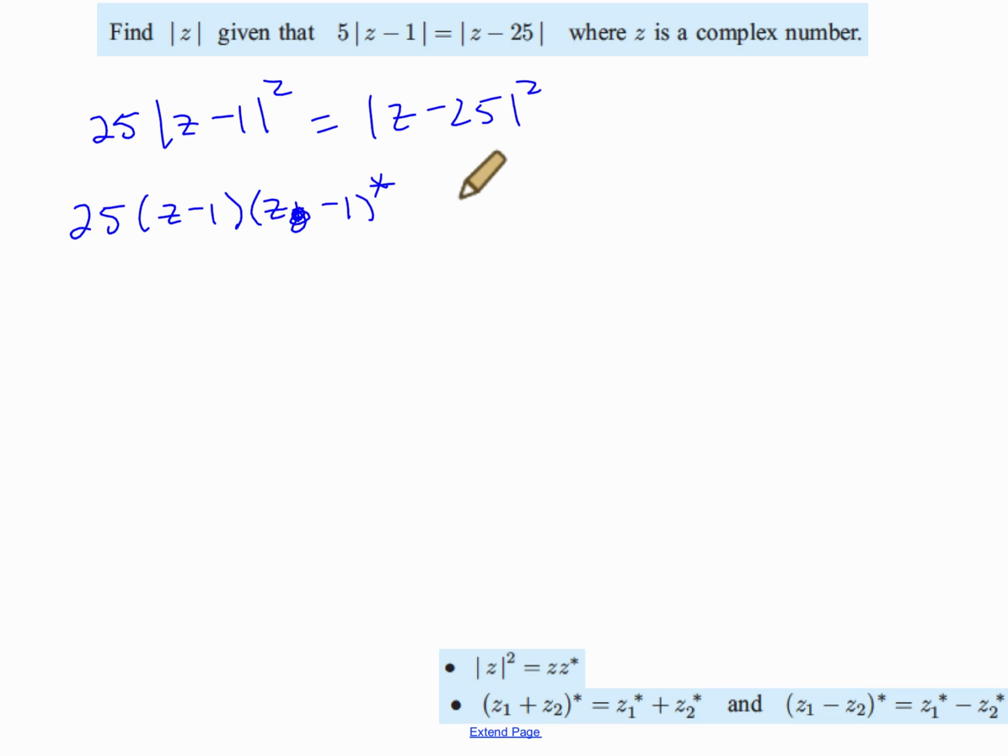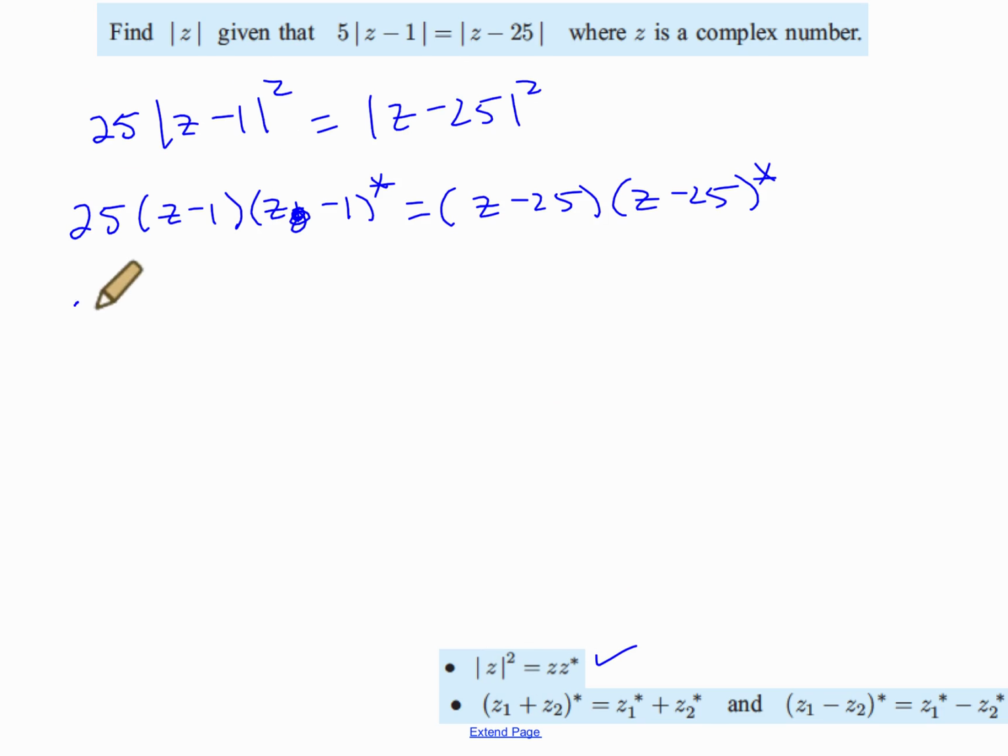And then the right side is equal to |z − 25| squared, which is (z − 25)(z* − 25). That is because of the property on the modulus property page, which you would have access to, that |z| squared is equal to z times z*. I recognize that, and that's why I squared both sides.